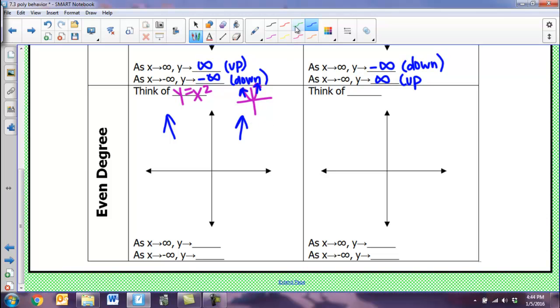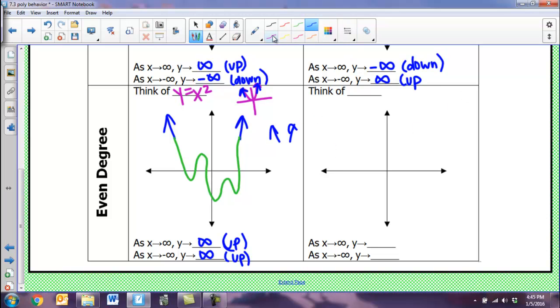Up and up. So it doesn't matter what it looks like in the middle. Could be a regular u, could be some weird squirrely thing, and that's probably not even a function, but it's going to be going up and up. So as x goes to infinity, y goes to infinity. And as x goes to negative infinity, y also goes to infinity. Okay, so we have that up and up.